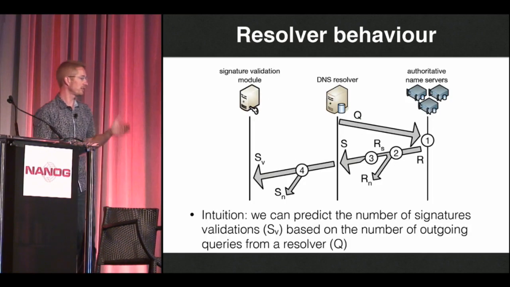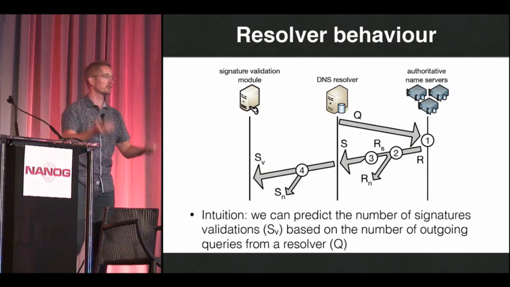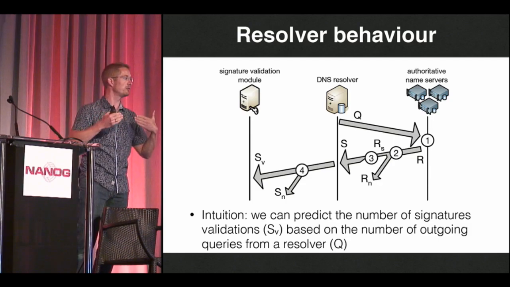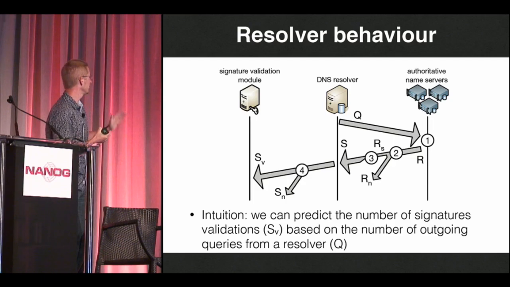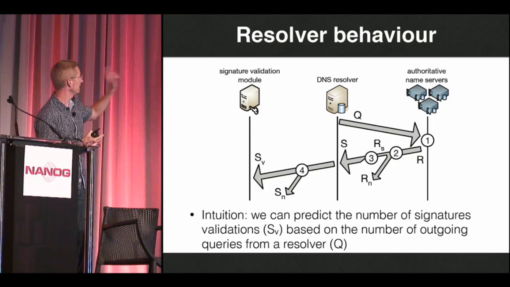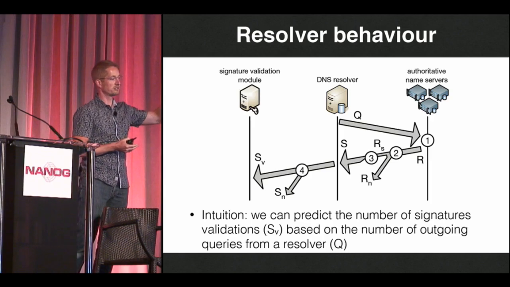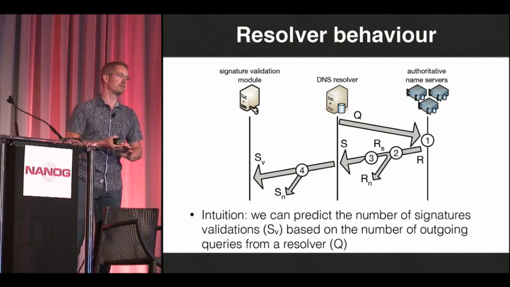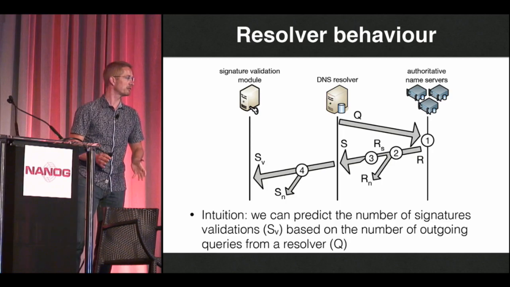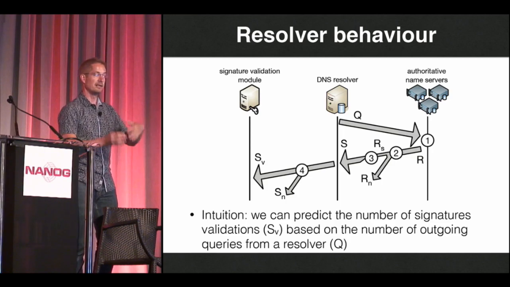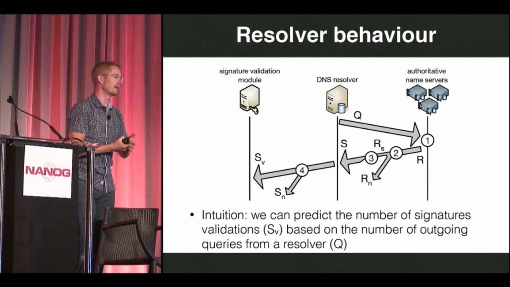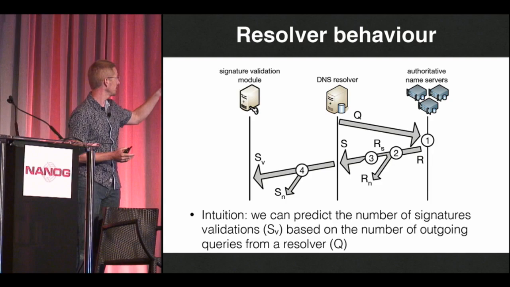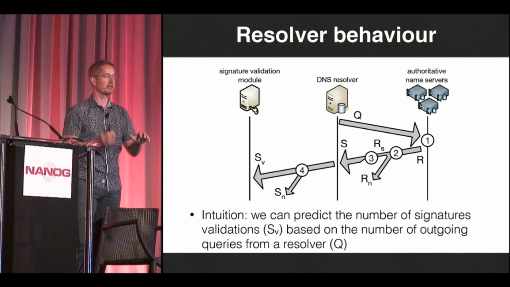So what we did was we studied resolver behavior, and we looked if we could predict how many signatures we have to validate and what kind of CPU we would need to do that validation. What you see in the picture here is the chain from the DNS resolver towards authoritative name servers and the number of signatures it needs to validate. Clients we took completely out of the picture because the cache takes care of that. What we want to know is what kind of responses a DNS resolver gets back. If you look at the picture from top to bottom, the DNS resolver will send a query to authoritative name servers.